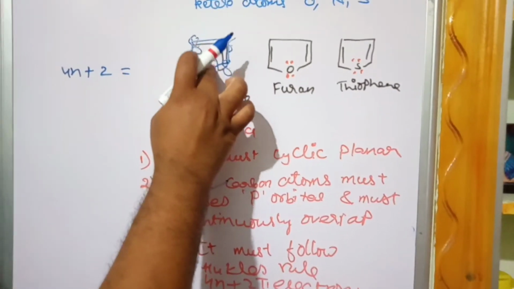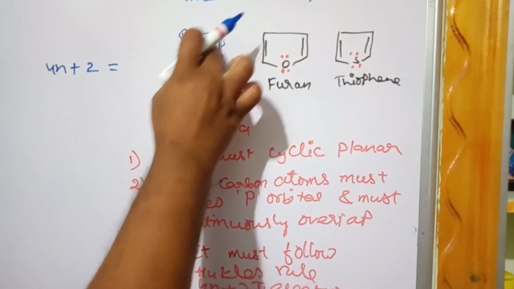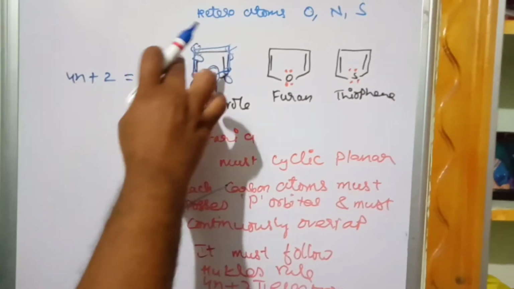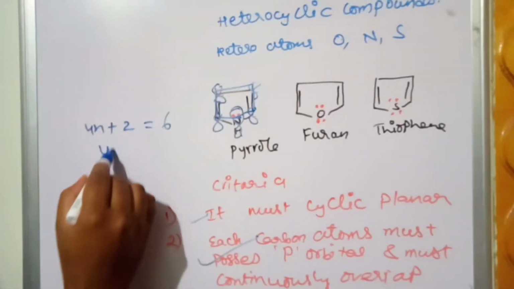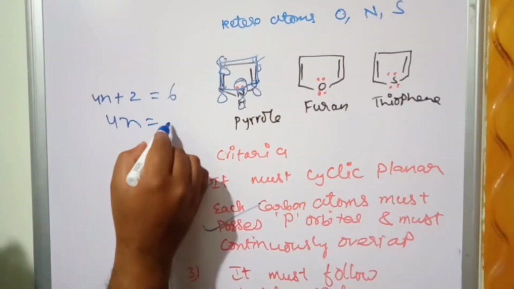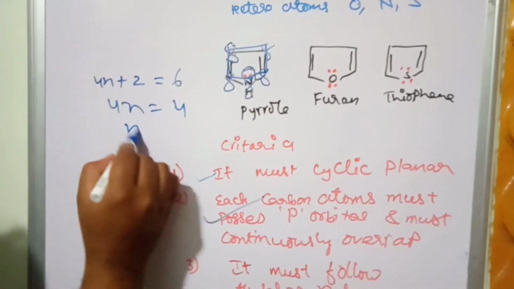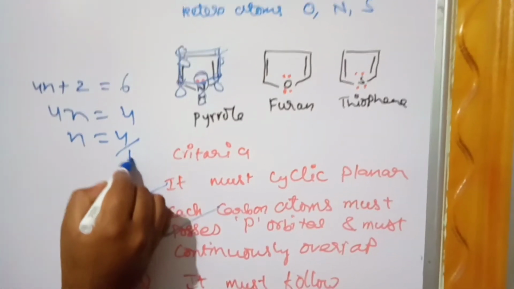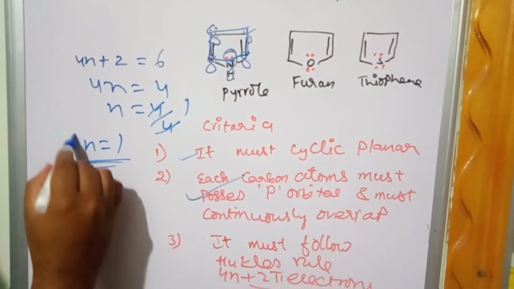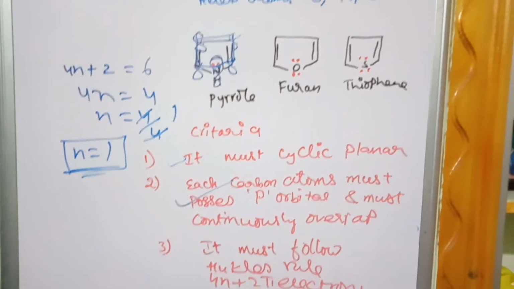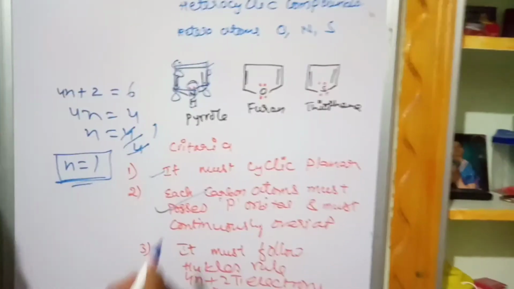How many? Two double bonds and one lone pair. Two double bonds means 4, 4 plus 2, 6. So 4n is equal to 6 minus 2. It will come 4n is equal to 4, so n is equal to 1. N is 1, which means it is an integer. N must be a whole number.